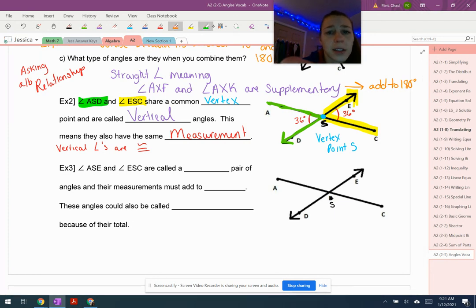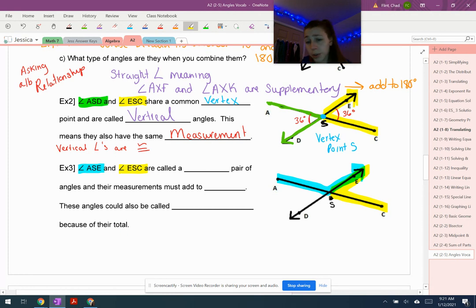Angle ASE. So ASE, let's go with blue. Angle ASE, ASE. And again, we made that change. That middle letter we changed to be S instead of B. ASE and ESC. ESC. So those two angles are called a blank pair of angles, and their measurements must add to blank. These angles could also be called blank because of their total.